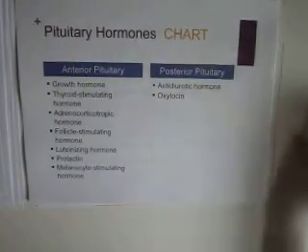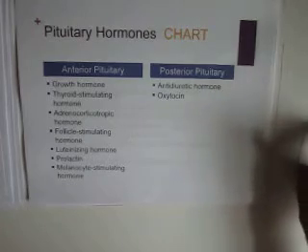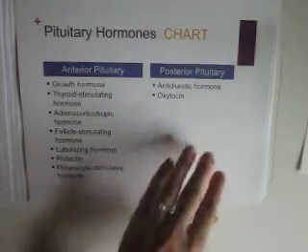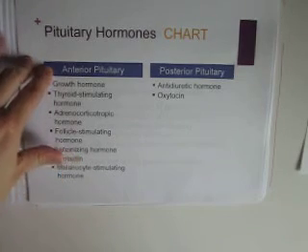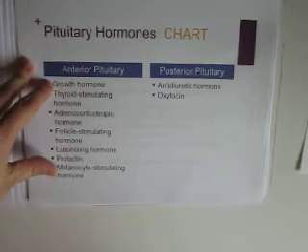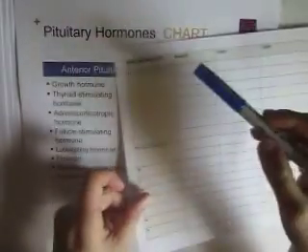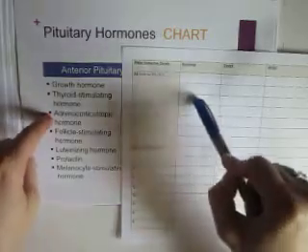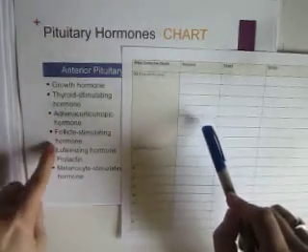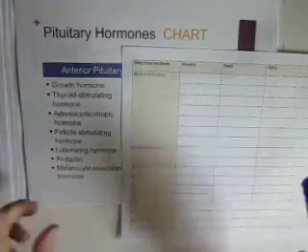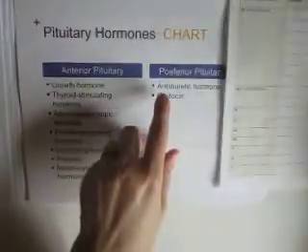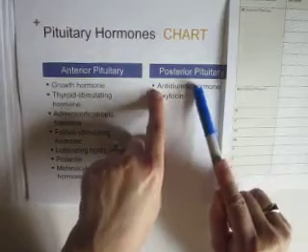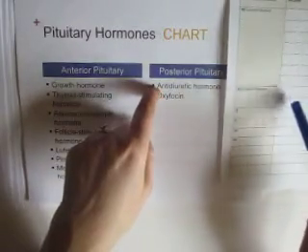Alright, so you can get out your chart and start filling in your chart as needed. The anterior pituitary has the growth hormone. Now we're in the second column here, the hormones. You can fill in growth hormone, thyroid stimulating hormone, adrenocorticotropic hormone, follicle stimulating hormone, luteinizing hormone, prolactin, melanocyte stimulating hormone. Then come over here to the posterior pituitary, and you can fill in the antidiuretic hormone and oxytocin.